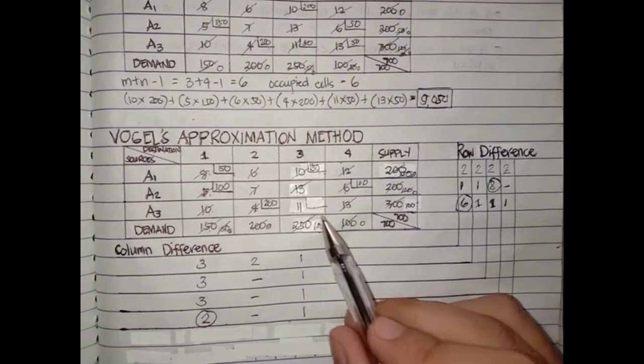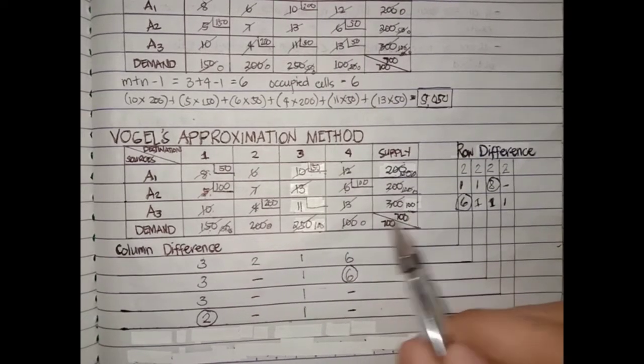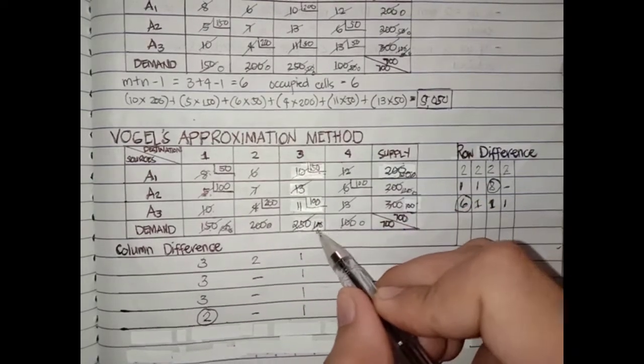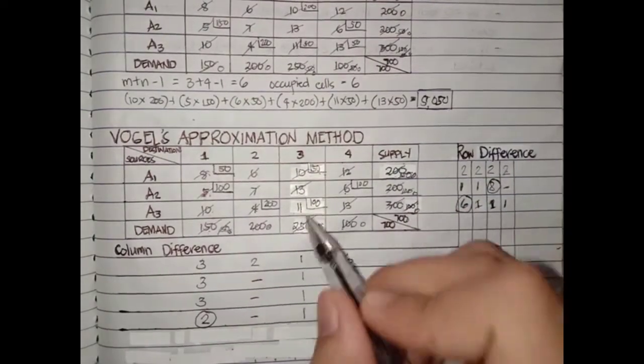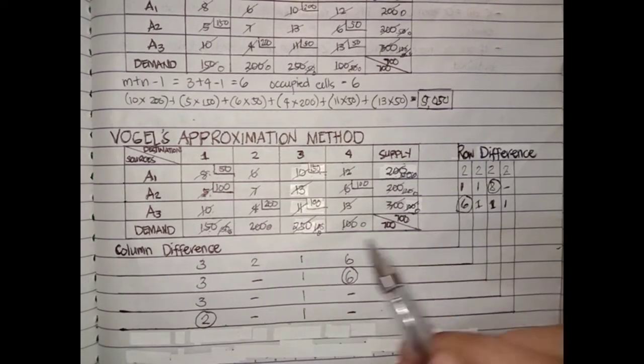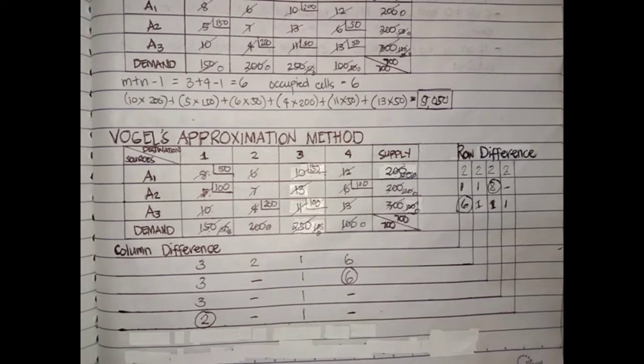For this cell, we have 100 and 100, so we'll allocate 100 here so that we can have 0, and this one also 0. And we'll no longer allocate that one. So we have balanced supply and demand.